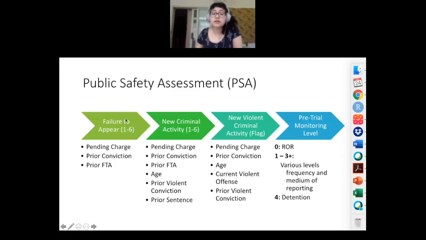There are scores that develop for these three categories that help judges determine the level here. There's a failure to appear score that is constructed based off of these data, so whether or not there's a pending charge, prior conviction, and prior failure to appear. There's a new criminal activity score, which is based off of all of these factors, and then there's a new violent criminal flag based off of these factors. These are the variables that create the larger composite score, and you see these two are 1 to 6, and this is a binary variable or a flag.